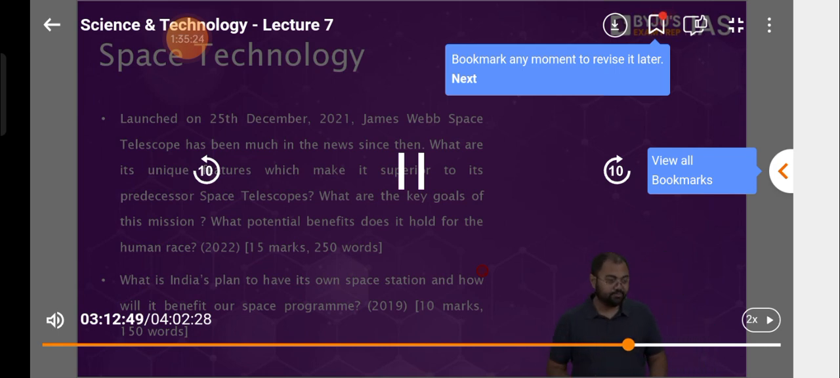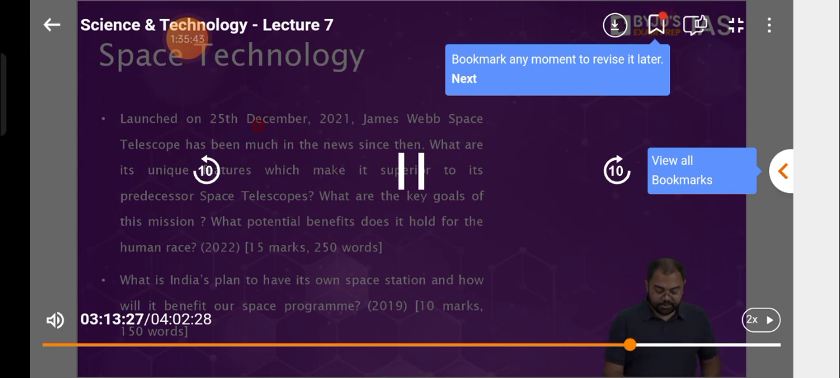So anyway, let's look at some of these questions that have come in the past papers. If you see the first question, when it comes to space technology, you'll find that almost every year a question does come from space technology. There are only certain years which have been exceptions. For example, in the COVID years 2020 and 2021, questions from space technology were not asked. COVID-related questions were asked. Otherwise, in most of the other years, we have seen that space technology questions have come.